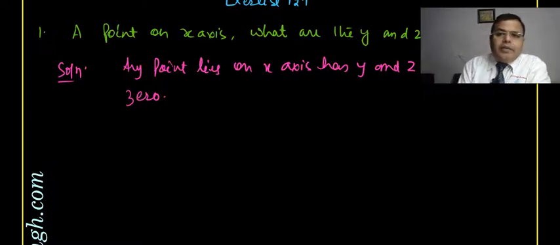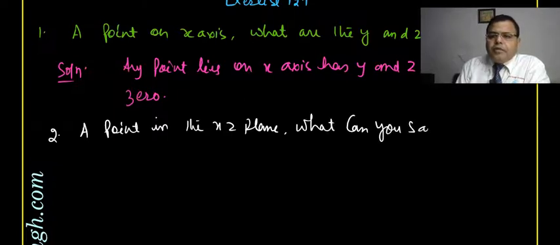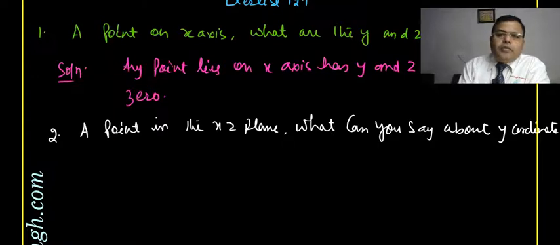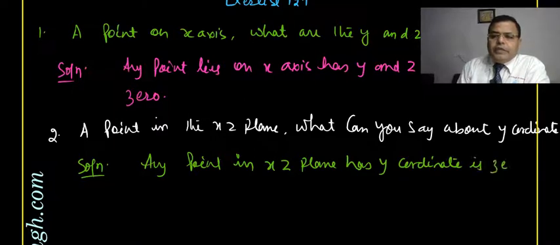The second question is: a point lies in the xz plane. What can you say about the y coordinate? The solution is, again, any point in the xz plane has y coordinate 0. Right? Okay. Now, question number 3.